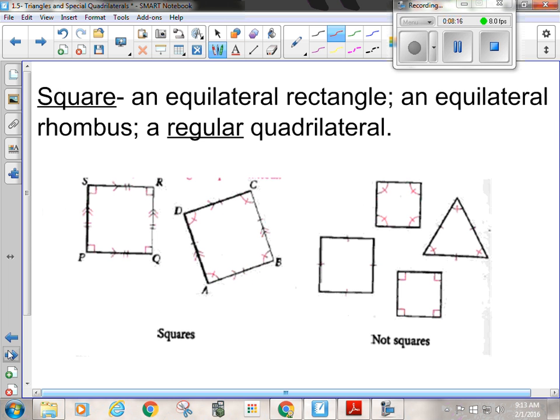All right, a square. It's an equilateral rectangle. So it falls under the parallelogram. It falls under the rectangle, but then it also is an equilateral rectangle. So it has equal sides. It's an equilateral rhombus. Remember, a rhombus falls under a parallelogram. And then it's called a regular quadrilateral. Remember, regular means all angles congruent and all sides congruent. We talked about that in one of our previous lessons.